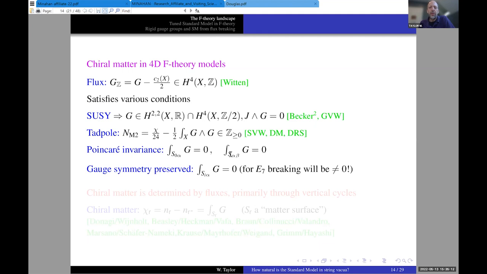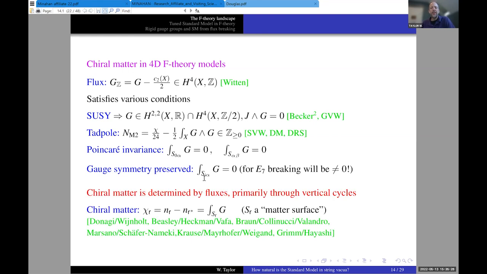And if we want to preserve the original gauge group, we need to have G integrated over Si alpha, where again I is a Cartan, vanish. So when we want to break E7 by fluxes in the second construction I'll talk about today, we will take that to be non-zero. So basically, as I said earlier, chiral matter is determined by fluxes through vertical cycles. In a given representation, the chiral matter index is given by integrating the flux over a so-called matter surface SR. So the problem of understanding gauge symmetry breaking through this equation and chiral matter through this equation boils down to understanding the intersection form on the vertical middle cohomology of the Calabi-Yau fourfold.